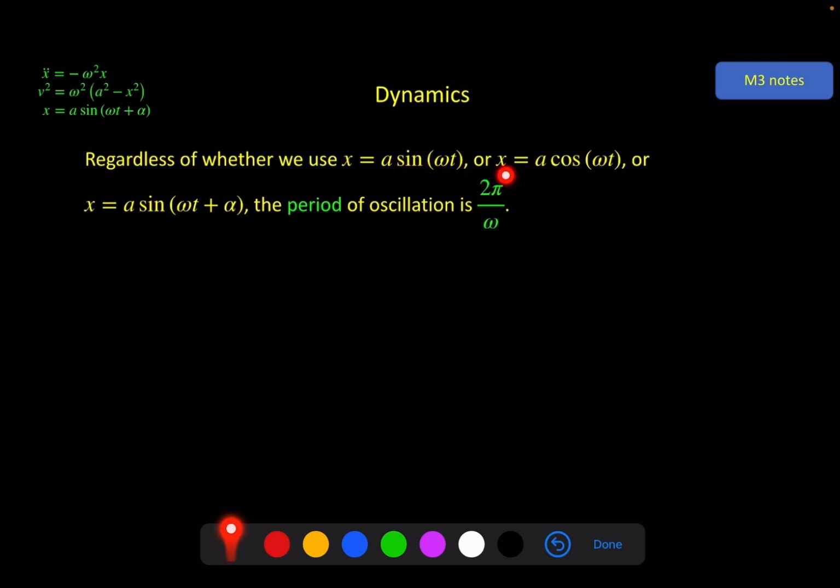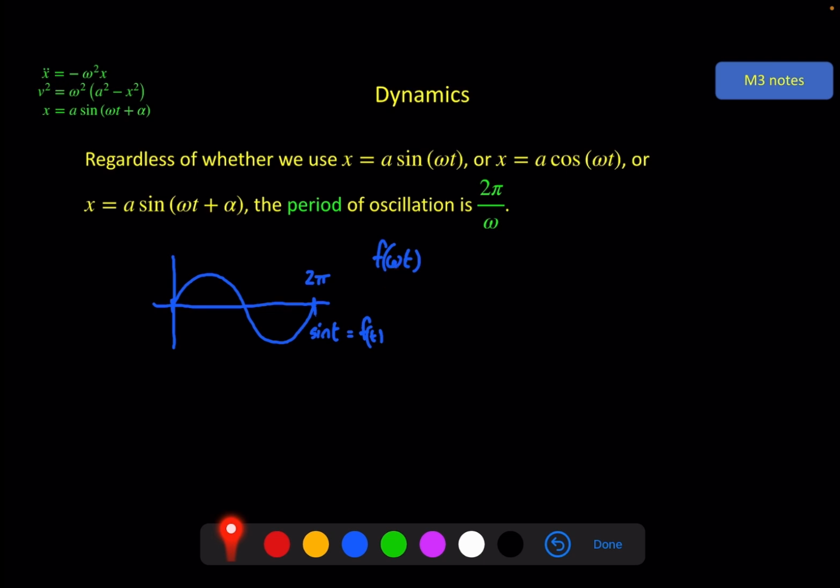Regardless of whether we use this expression or this expression, the period of oscillation is still going to be 2π/ω. Now the period, if you remember back to your sine and cosine graphs, is one full cycle. Usually that's 2π, where this is sin t. But if that's a function of t, and we think about our transformations, if we do f(ωt), then we've put a multiplier on the t inside the function, like this. And what that does is stretch the graph by a scale factor 1/ω.